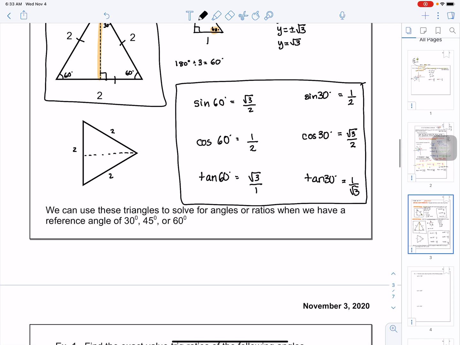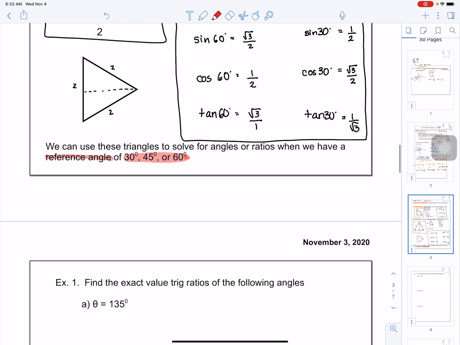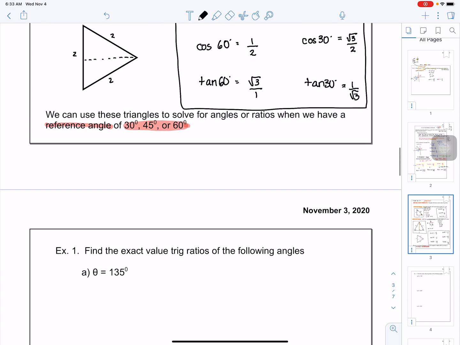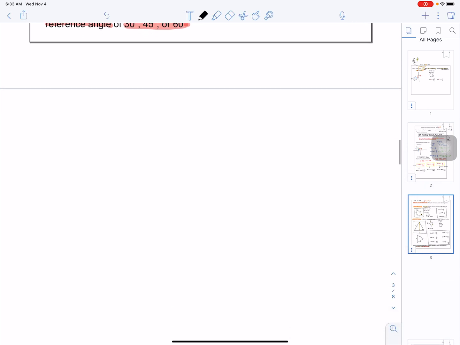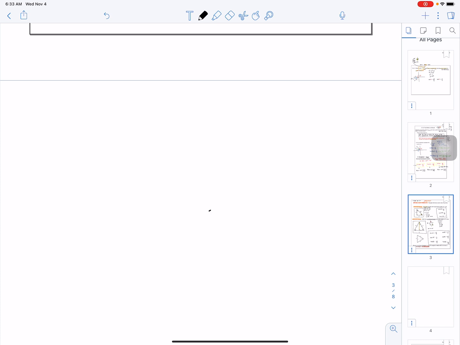So anything that has a 30, 45, or 60-degree reference angle, these would be our exact values, and you have to know the content of this. So what I'm going to do now is show you a hand trick, and I'm going to apologize in advance for the hand I'm going to draw because it'll be really bad. But this is your right hand facing you.